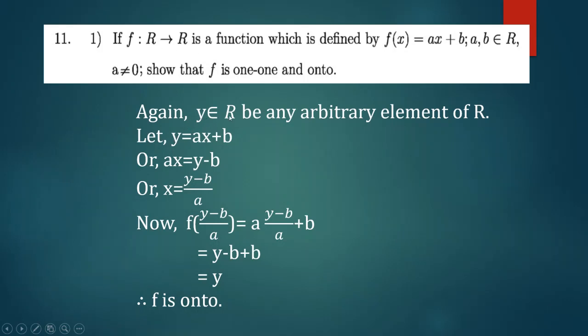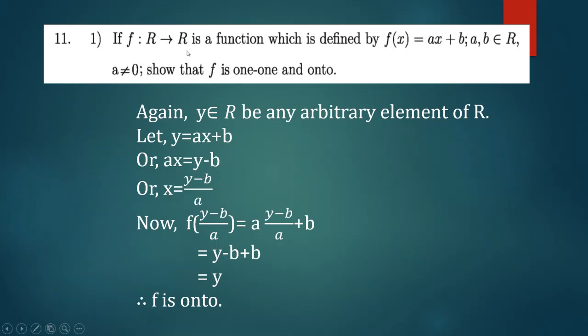We let y belong to R. Then we get x equal to (y minus b) by a. This is x plus b equal to y, and then x equal to (y minus b) by a. If we let 1 belong to R, we get (1 minus b) by a. If we let 2 belong to R, then we get (2 minus b) by a equal to x.